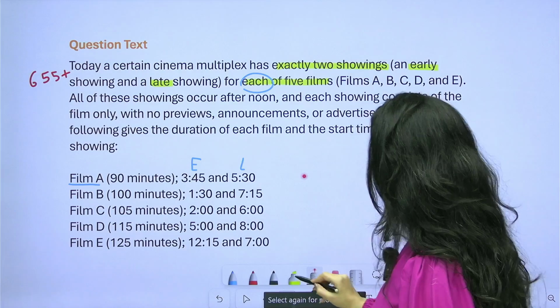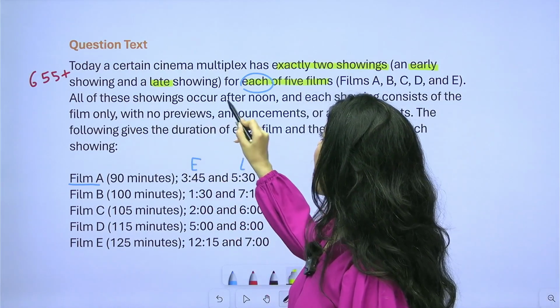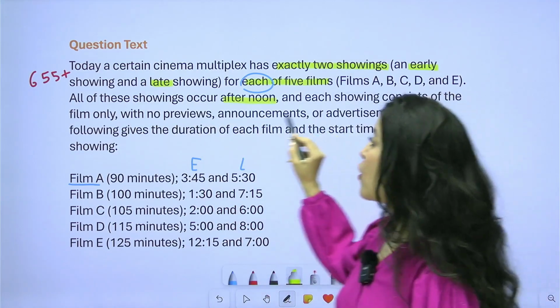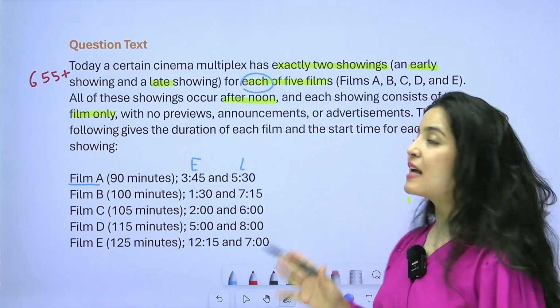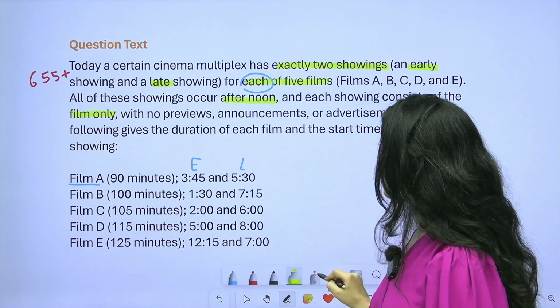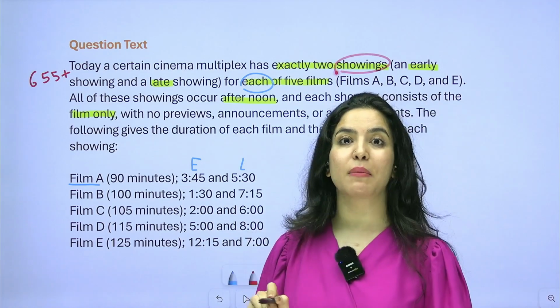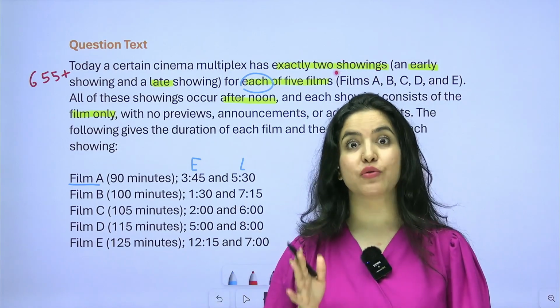Let's read further. Okay. Now, all of these showings occur after noon, and each showing consists of the film only, with no previews, announcements, advertisements. We'll see why this information is relevant. Basically, what they're saying is every time that I talk about a showing, I'm not talking about any trailers or any ads that go in. I am talking about really the film.